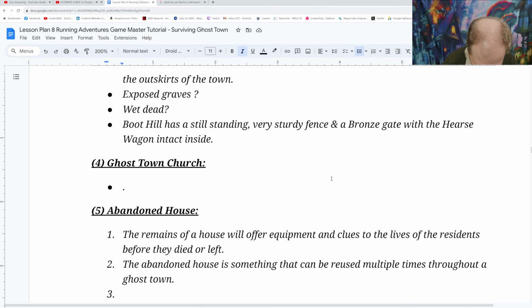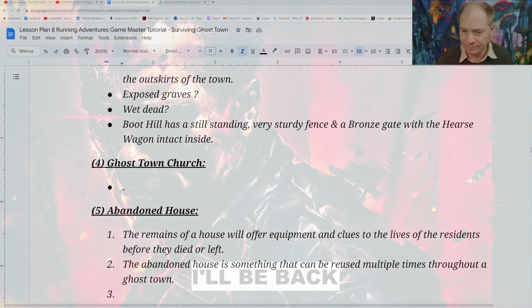What do you find in an old church? Now, that's our next task. That's what we're going to aim for. What's in an old church? And I'm going to take a quick break, come back, and we will continue until that is done. Five minutes or less, I'll be back.